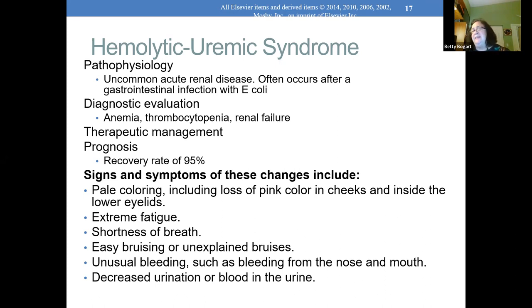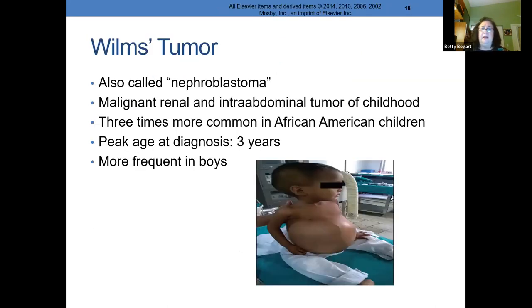And that's going to key us into that it's not just an ITP sort of thing, that this is also a lot more involved. Because now we have BUN and creatinine climbing and urine output dissipating. So Wilms tumor is a kidney tumor.